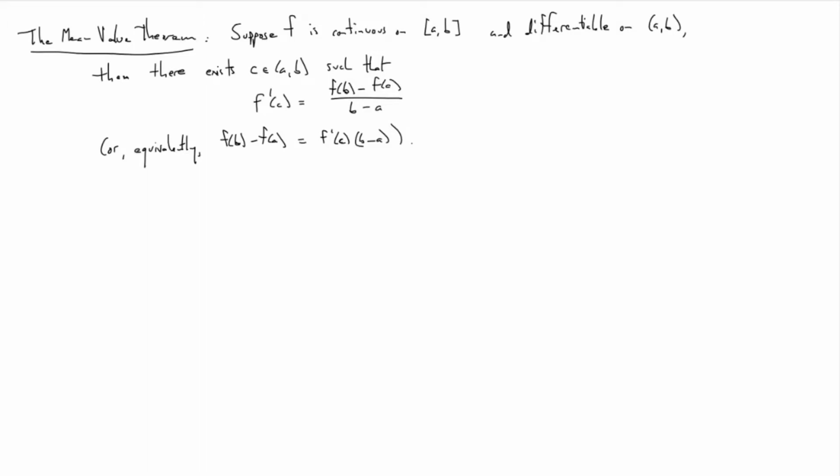Then that means that there's some point c in the open interval from a to b, such that the derivative at c is equal to f of b minus f of a all over b minus a, which is the slope of a secant line from a to b. And this is sometimes rewritten by multiplying through both sides by the denominator b minus a, as f of b minus f of a equals f prime of c times b minus a.